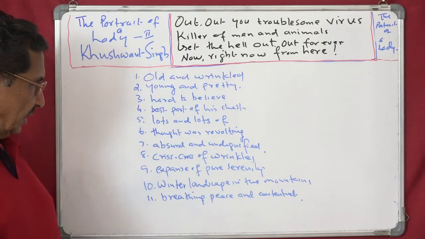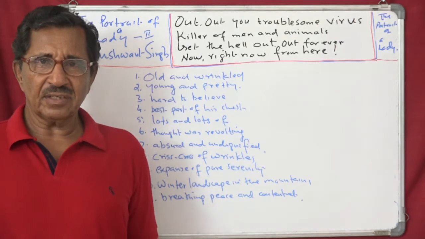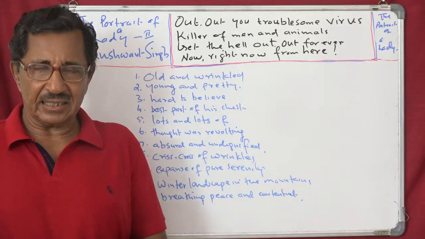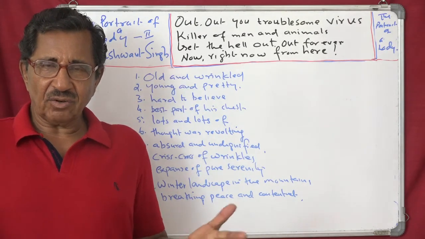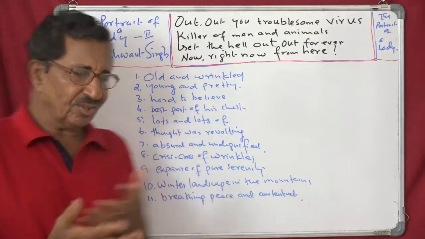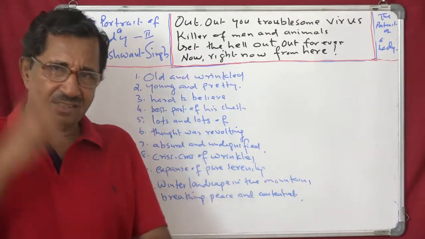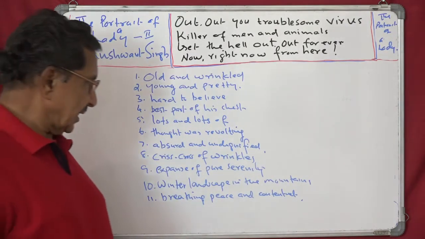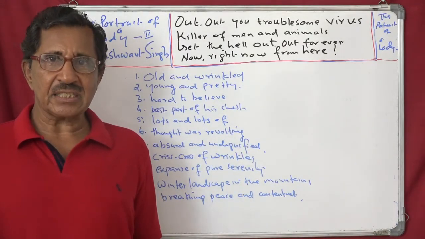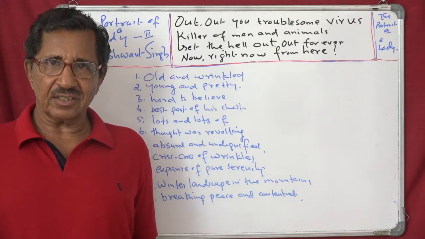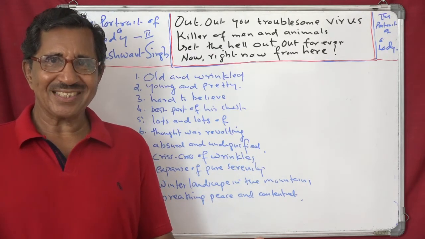Those are examples. Crisscross of wrinkles. There are many old people there. When you look at their face, you find only a crisscross of wrinkles. If you don't iron your dress, then you will find a crisscross of wrinkles on it. Crisscross means starting from everywhere, going to everywhere. Let's think like this. That is crisscross. Expanse of pure serenity. Certain sannyasis, if you look at their face, it's an expanse of pure serenity. Their faces you can see. My teacher's face, an expanse of pure serenity.